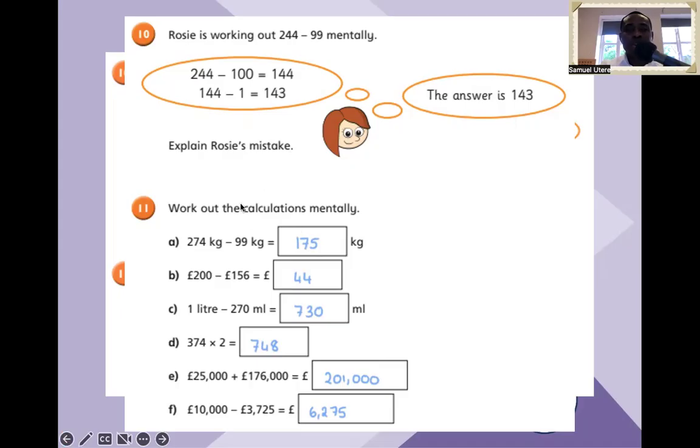And then you're required to work out these calculations mentally. So here you're going to have to convert this to 1,000, because 1 liter is 1,000 milliliters. And then, okay, you can just do these calculations like that.